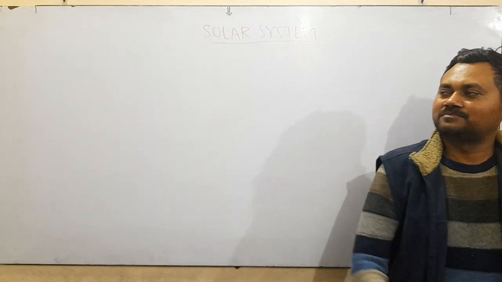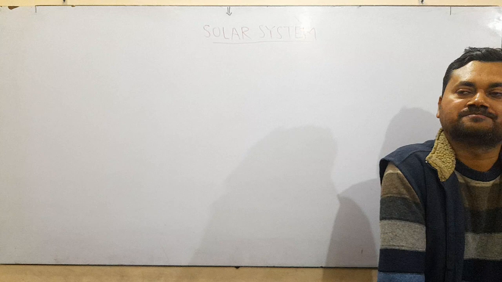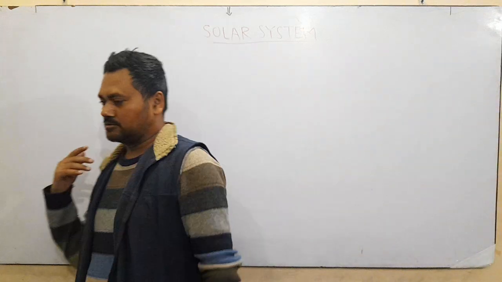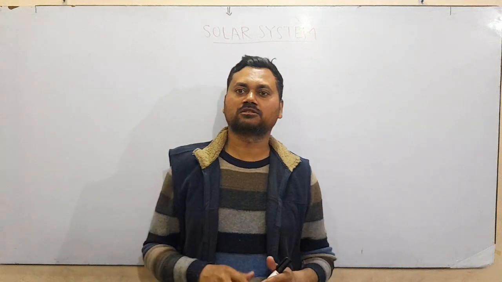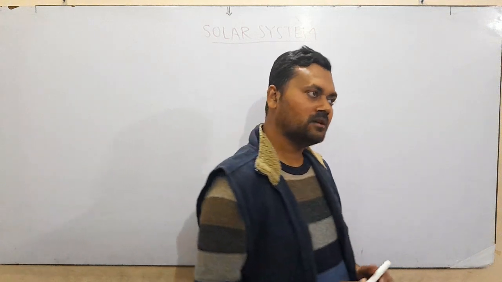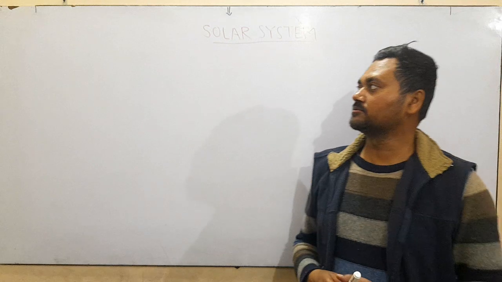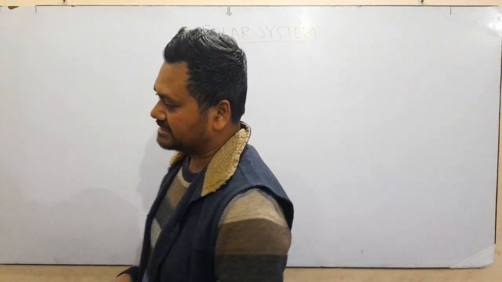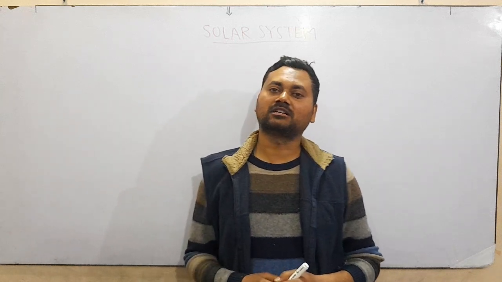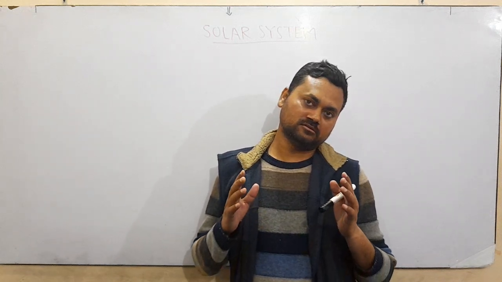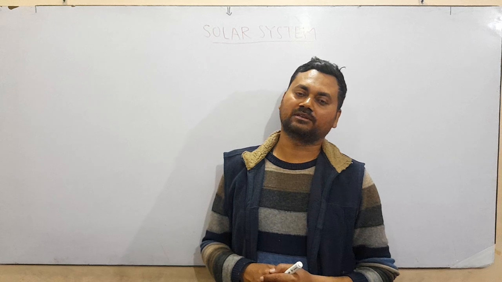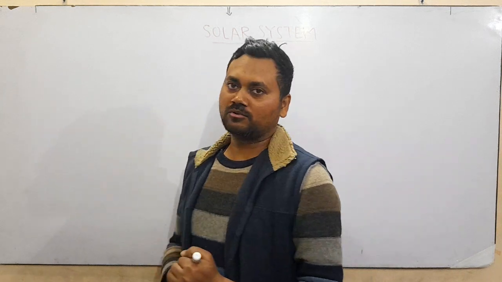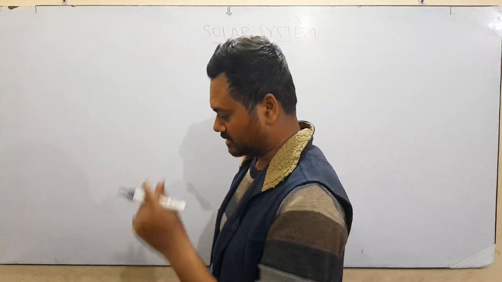All right, so let's discuss some other things. Yesterday, we started our lecture by discussing the structure of the sun, and I told you that the sun is the head of the solar system, which represents 99.99% of the total mass of this system. All the planets revolve around the sun.